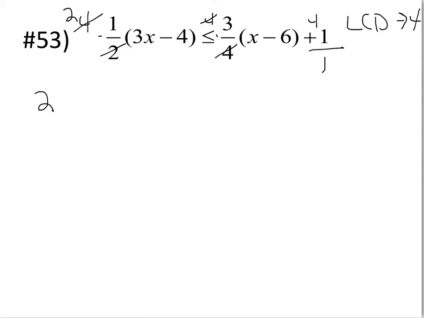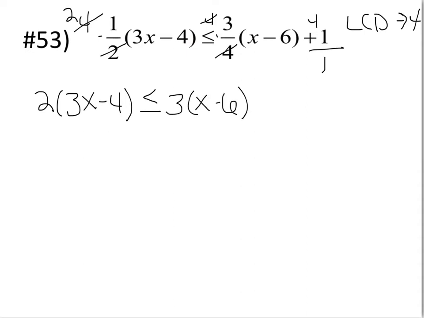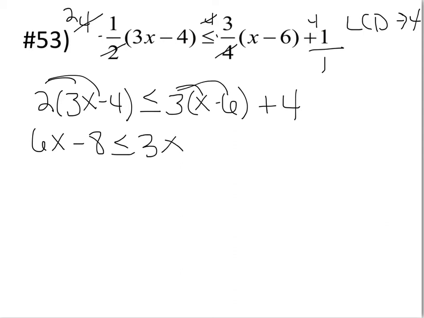So then you've got 2 being multiplied by 3x minus 4 is less than or equal to 3 being multiplied by x minus 6 plus 4 times 1, which is just 4. So now we're going to distribute. 2 times 3x is 6x minus 8 is less than or equal to 3x minus 18 plus 4.